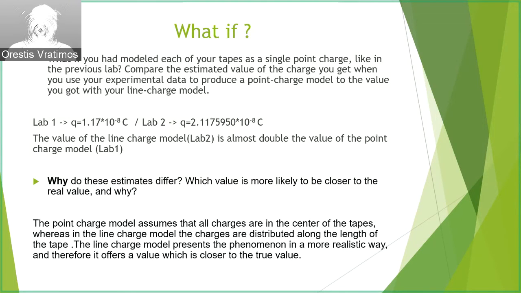So the point charge model assumes that all charges are in the center of the tape, whereas in the line charge model, the charges are distributed along the length of the tape, and that's why they're so different. And since the line charge model presents the phenomenon in a more realistic way, it therefore offers a value which is closer to the true value.